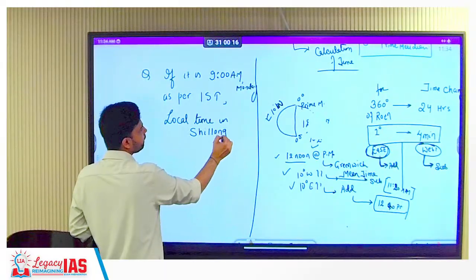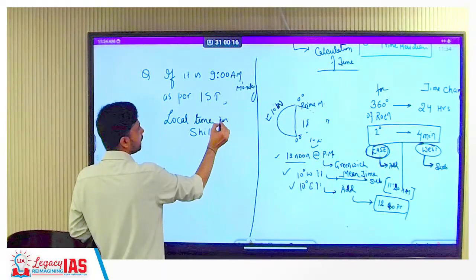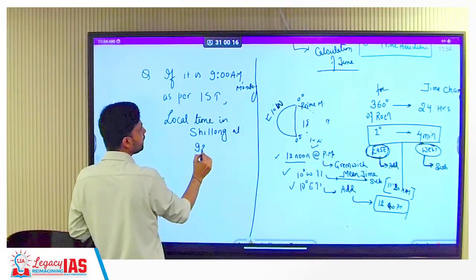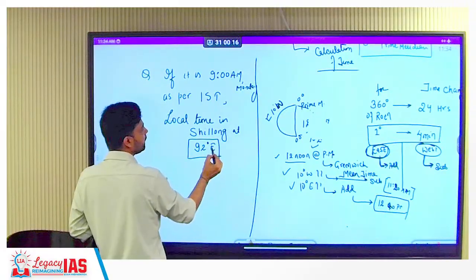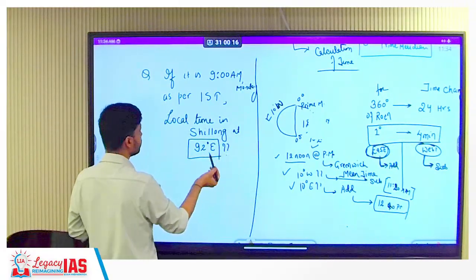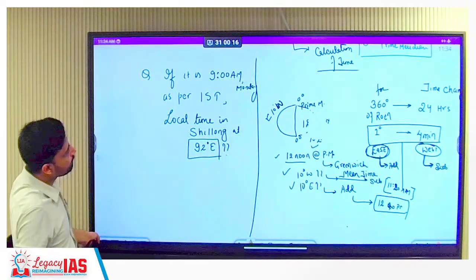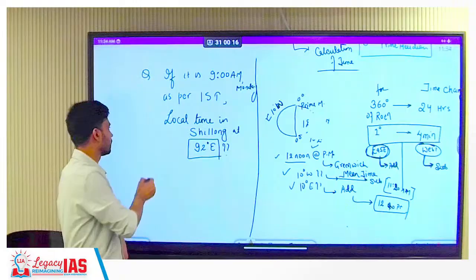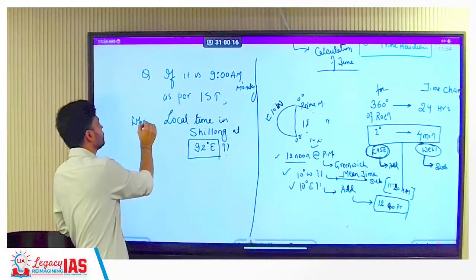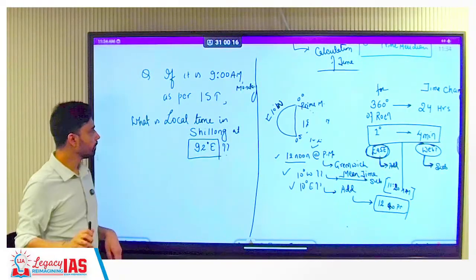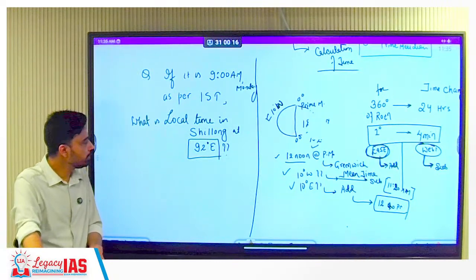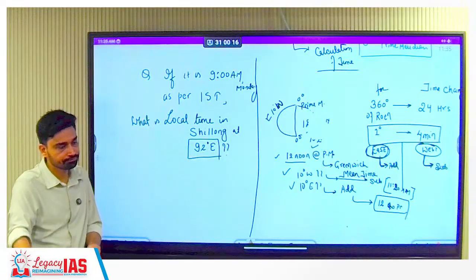Where is Shillong located? Which state? Meghalaya. So the question is about local time in Shillong at 92 degrees. Shillong is located at the longitude of 92 degrees east. If it is 9 am Monday as per Indian Standard Time, what is the local time in Shillong, which is situated at 92 degrees east?